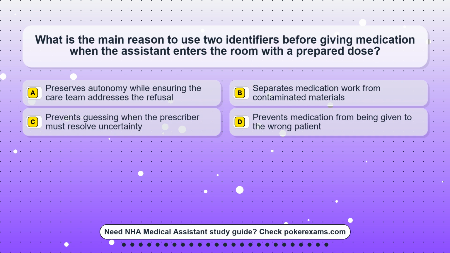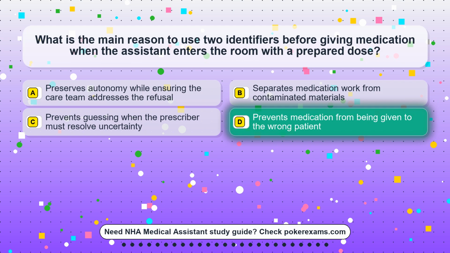Question 24. What is the main reason to use two identifiers before giving medication when the assistant enters the room with a prepared dose? Option A. Preserves autonomy while ensuring the care team addresses the refusal. Option B. Separates medication work from contaminated materials. Option C. Prevents guessing when the prescriber must resolve uncertainty. Option D. Prevents medication from being given to the wrong patient.